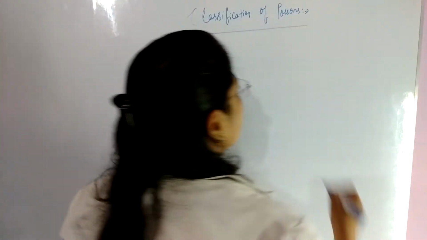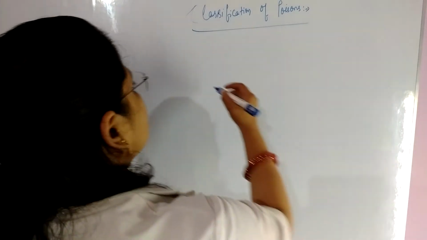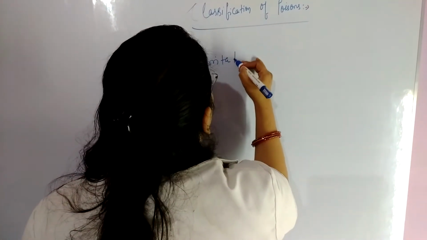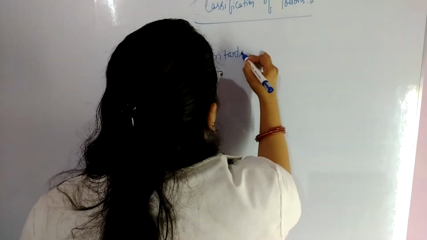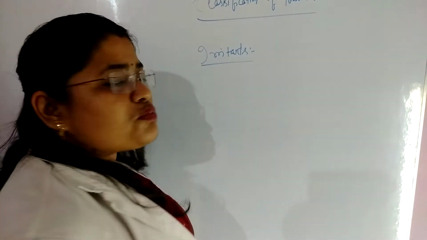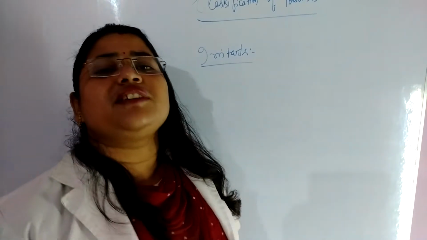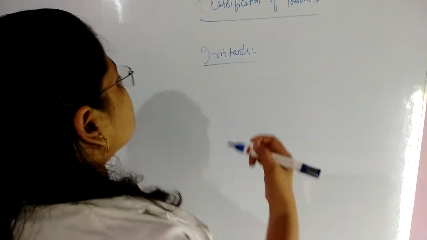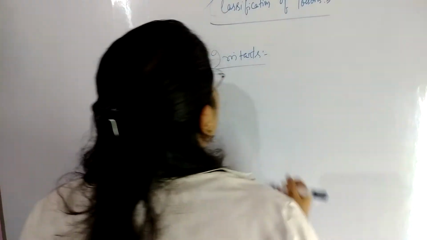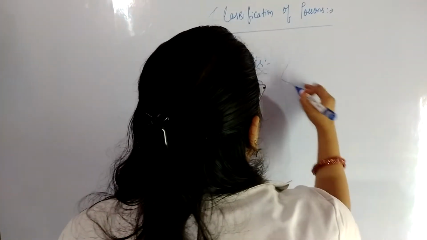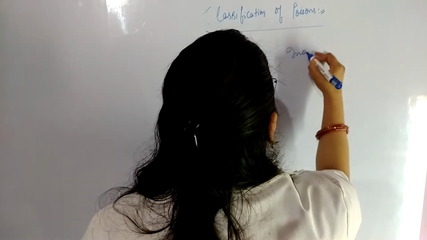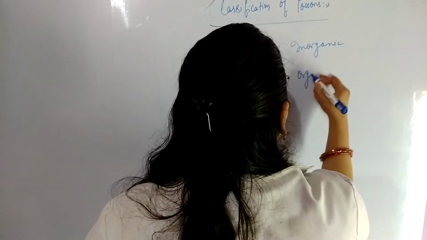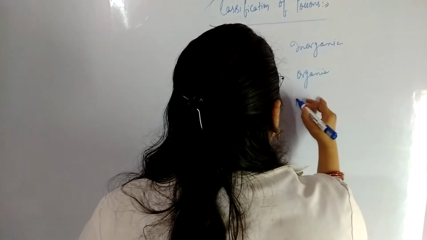Next to corrosive poison, irritants are taken into consideration. Irritants are those poisons which cause irritation or inflammation in the affected part. They are further classified into three: first is inorganic, organic, and mechanical.